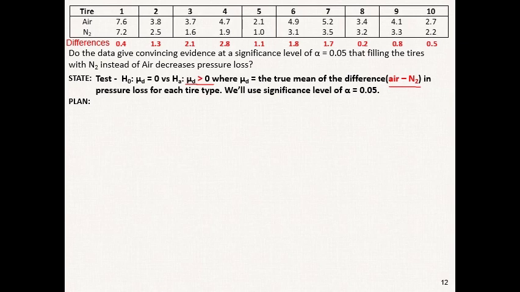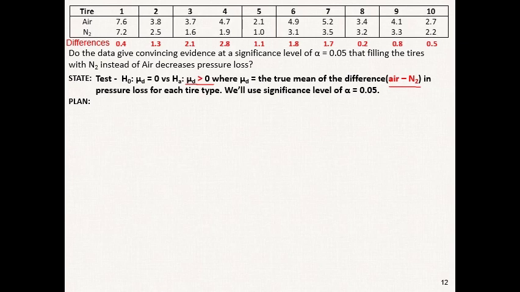Okay, so we say that mu sub D is the true mean of the differences in the pressure loss. You've got to be careful. It's not the difference of the means, it's the mean of the differences. So we take the differences first, then add them up and divide by 10. Now, again, it's also not the mean of the differences of just those 10 tires, but of all such tires in the population. So it's the true mean difference if we were going to do this for all such tires, as opposed to just the 10 we had.